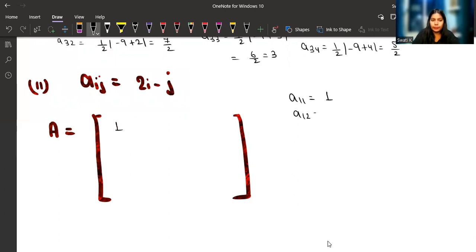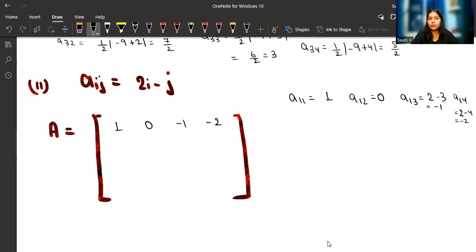Remember, we have to find out till A14. So A12, that means this is 2 only, and 2 minus 2 is 0. So it is 0. Next is A13. Okay, I can just write down in this way so that you can understand also in which way I'm writing. Now A13, that means it is 2 only, and 2 minus 3 is minus 1. So this entry is minus 1. Next is A14. So this is going to be 2, of course, and minus 4, that is minus 2. So this is minus 2.